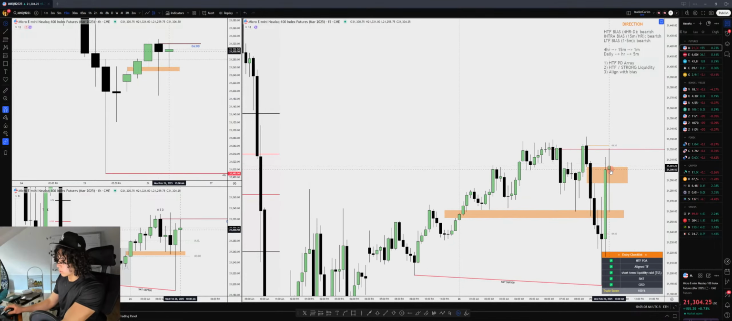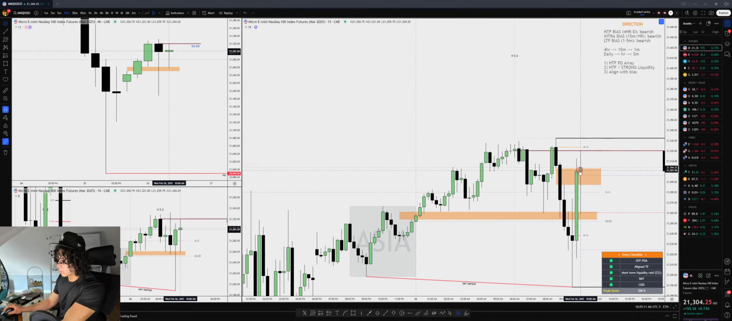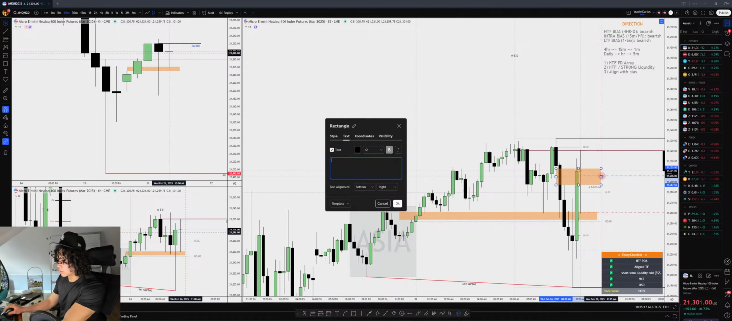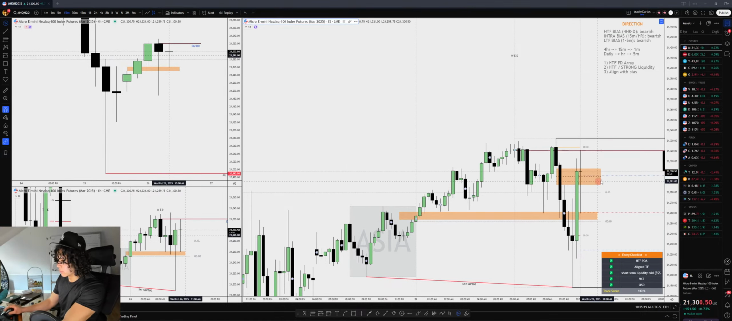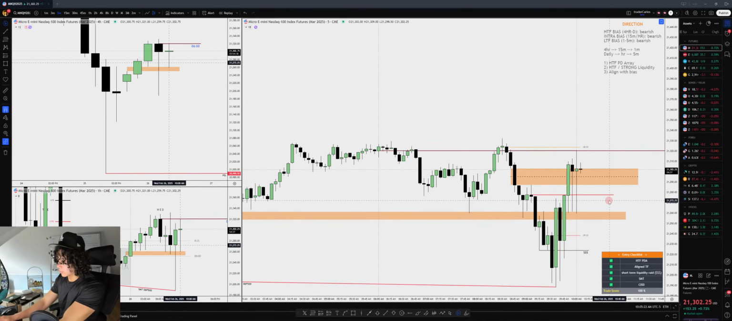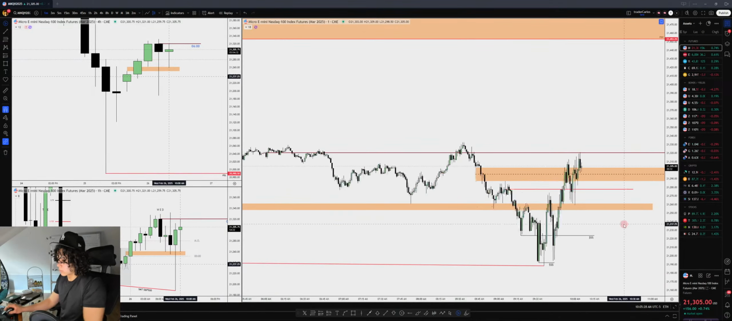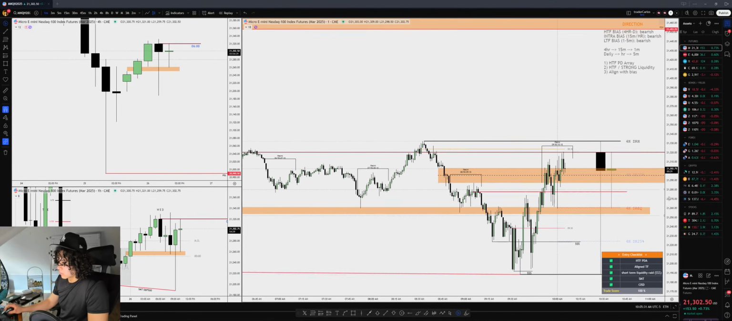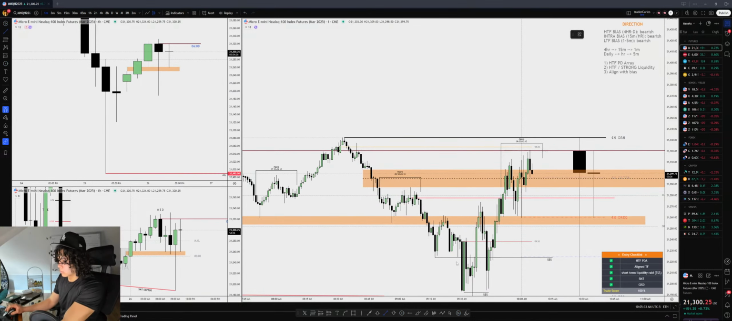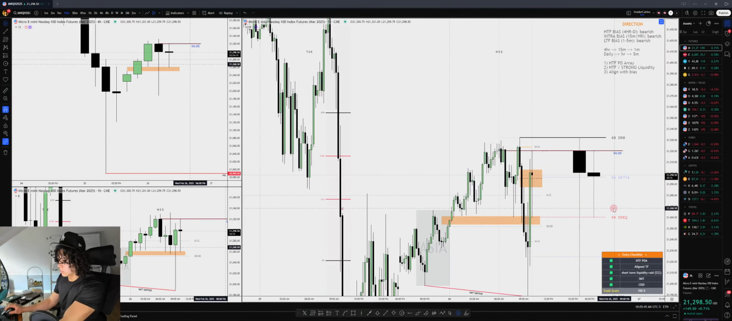We have this 10 a.m. candle open above this 15-minute SIBI. So we opened up above the midpoint of this one. We do have SMTs at the highs.